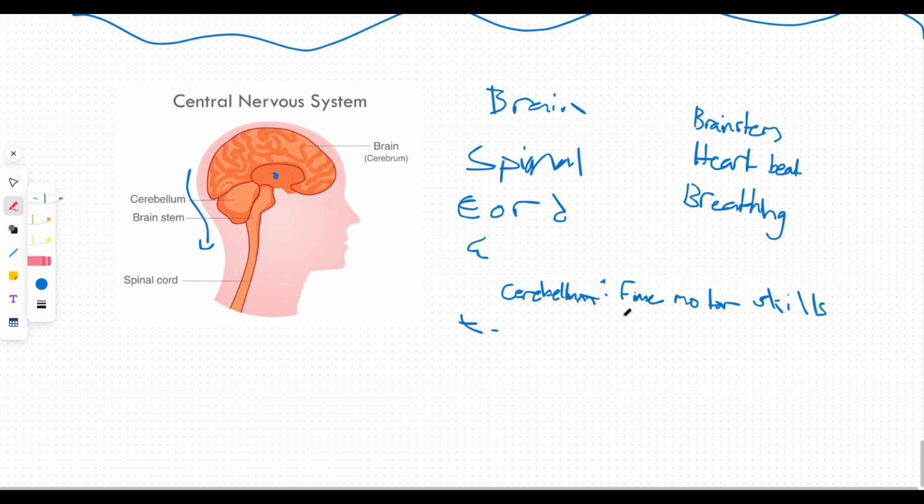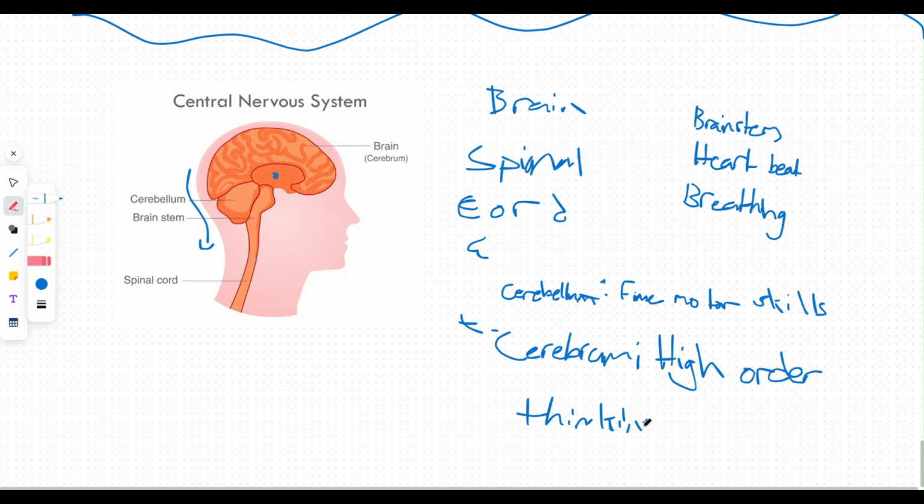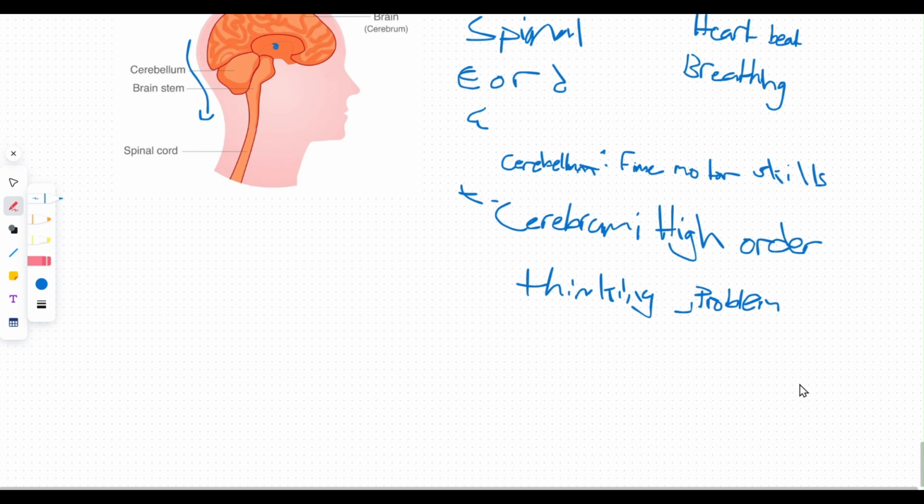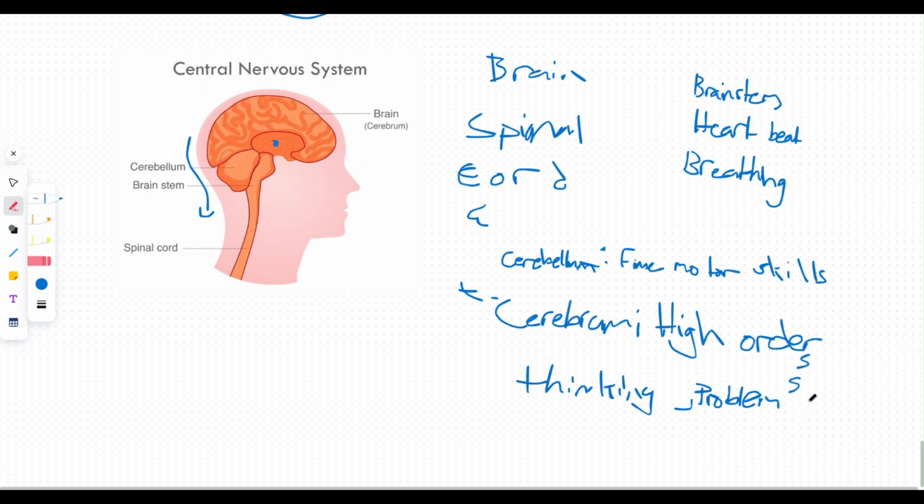Now your cerebrum. Just think of this as the smart part of your brain, right? This is where you think. This is like you, basically, in a sense. This is how you solve problems, stuff like that. That's your cerebrum. Higher order thinking, problem solving, recognition of places, people, words, everything like that. Your personality, your decision making skills, everything. That's your cerebrum.